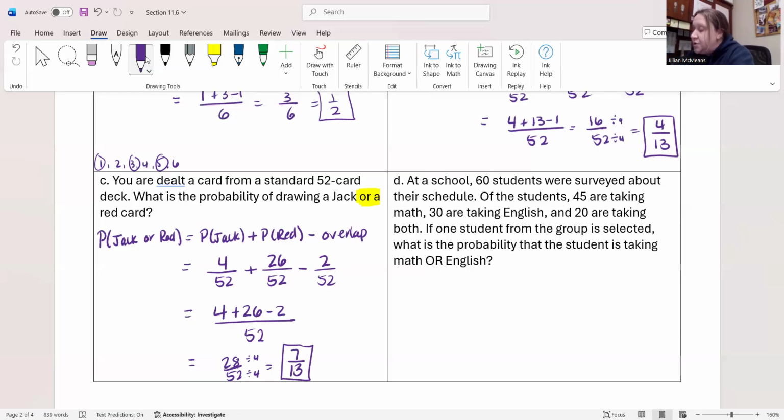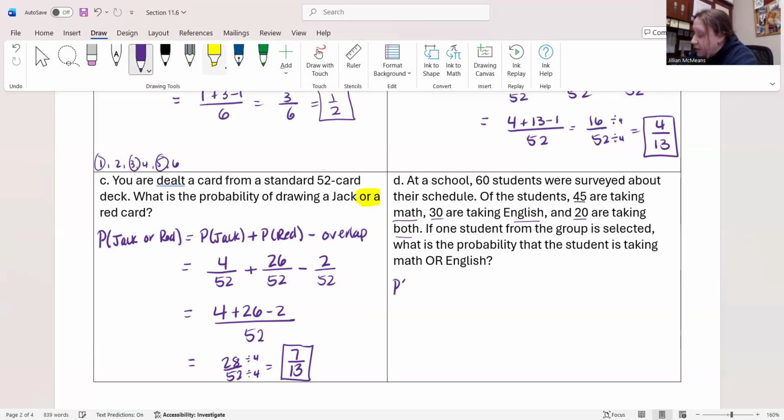All right, part D. At a school, 60 students were surveyed about their schedule. Of the students, 45 are taking math, 30 are taking English, and 20 are taking both. That makes sense. You might clearly be in a math class, but you might also be in an English class. That's completely reasonable. You could have both. There could definitely be overlap. So if one student from the group is selected, what is the probability that the student is taking math or English?